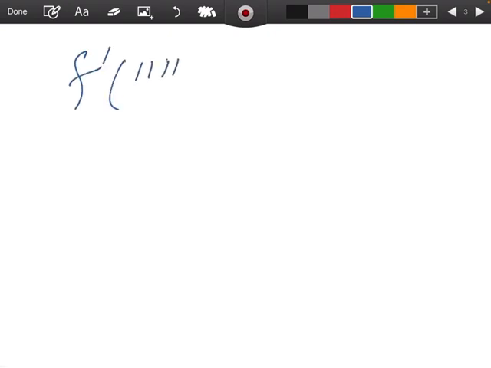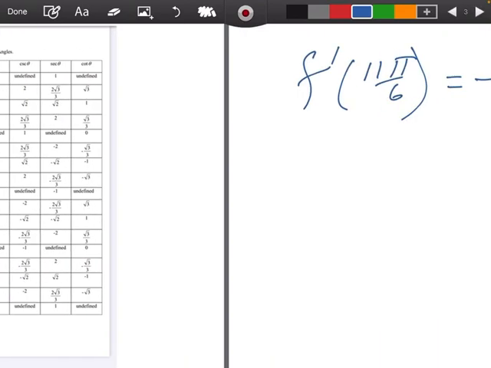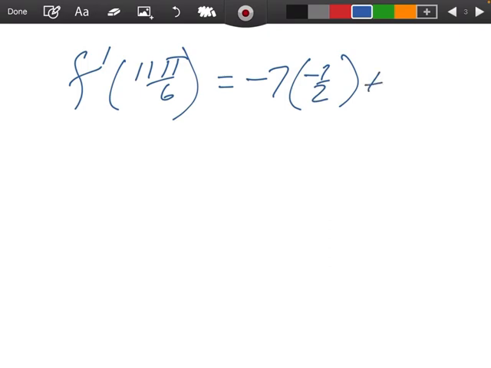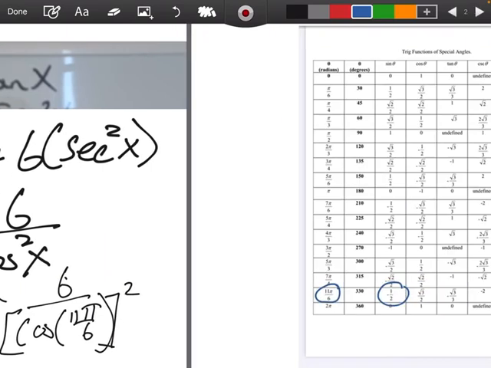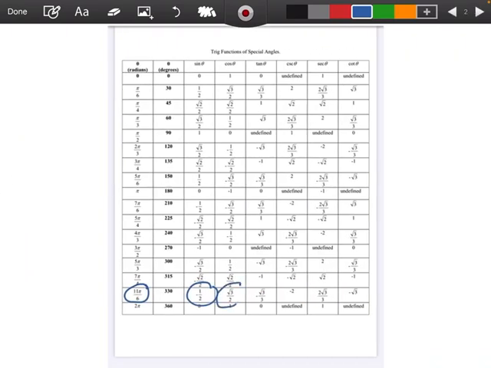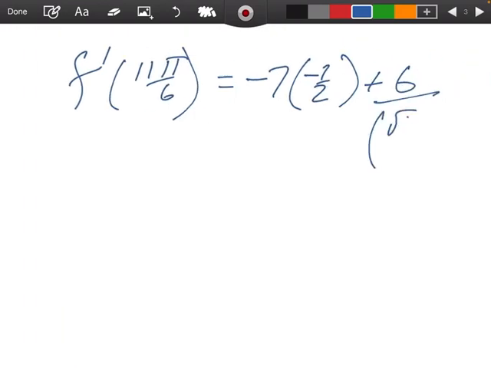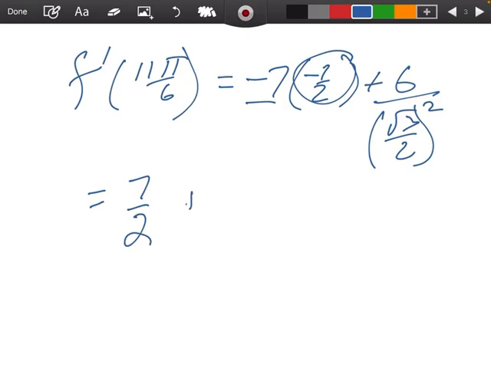So f prime at 11 pi over 6 is going to be a negative 7 times, I believe we said it was a negative 1/2, plus a 6, and because there was a 6 right here, over cosine of 11 pi over 6 squared. So cosine of 11 pi over 6 is that one right there. So 6 over the square root of 3 over 2, all of that being squared. So negative 7 times a negative 1/2 is a positive 7 over 2 plus 6. When I square this, that's going to leave me with a 3 over 4.